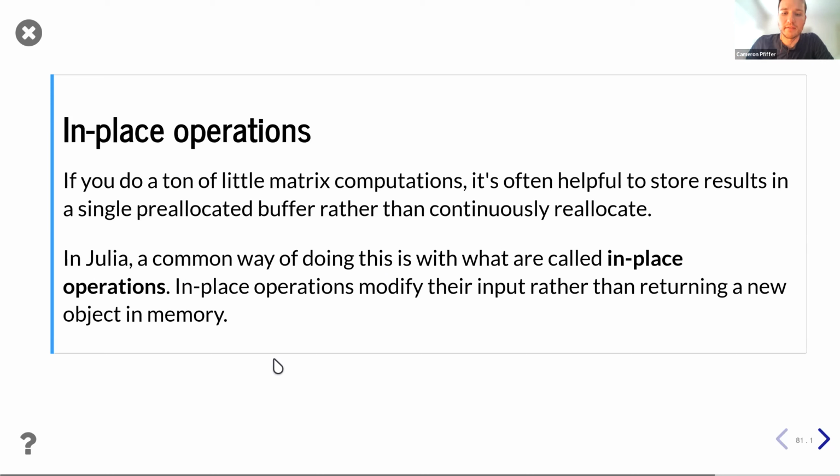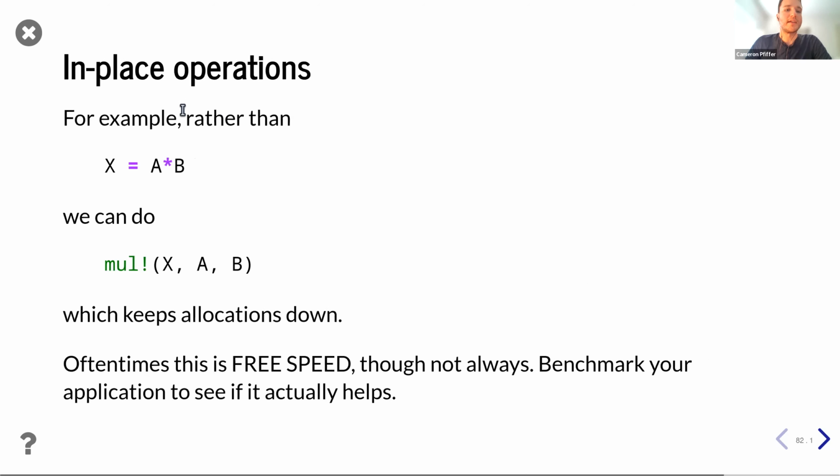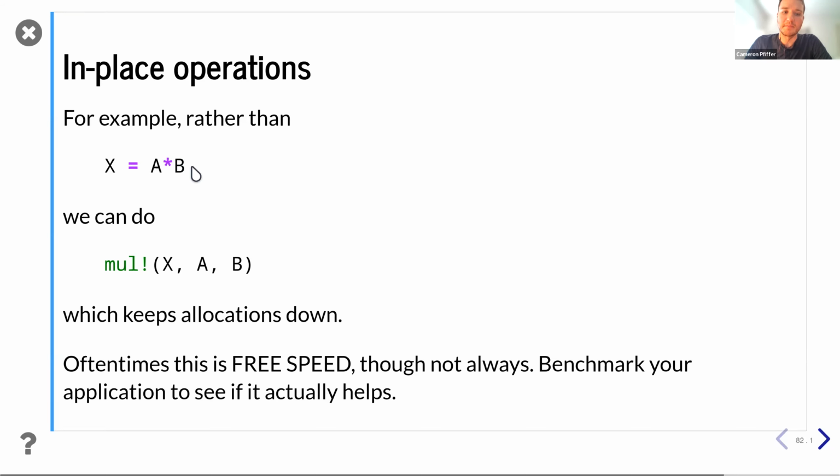So a common way of doing this is what's called in-place operations. In-place operations modify an input rather than returning a new object in memory. So rather than doing x equals a times b, we can pre-allocate x and just call mul with an exclamation point, which says multiply a times b and put it in x. And this can keep allocations down. Not always. Sometimes the compiler is very good at handling this and putting it on the stack.